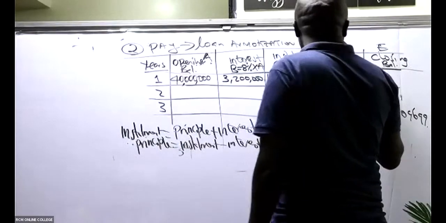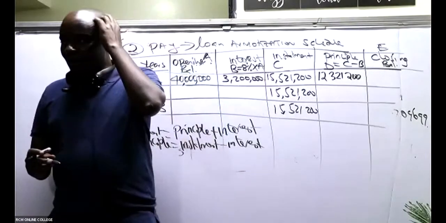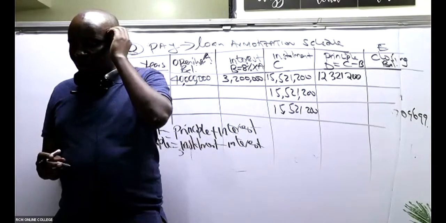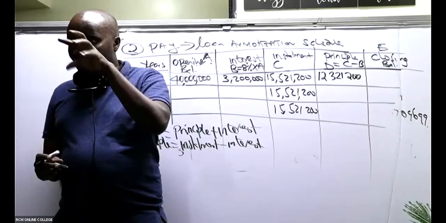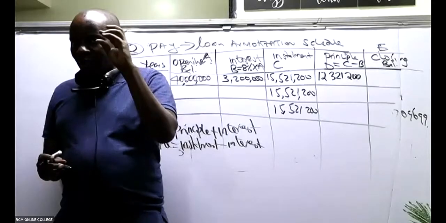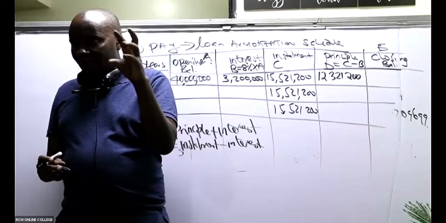So what do you think am I going to do to be able to get closing balance, my great friends? Of course, opening balance must be involved. So I'll take opening balance minus what, to be able to get the closing balance? I will take opening balance minus what?